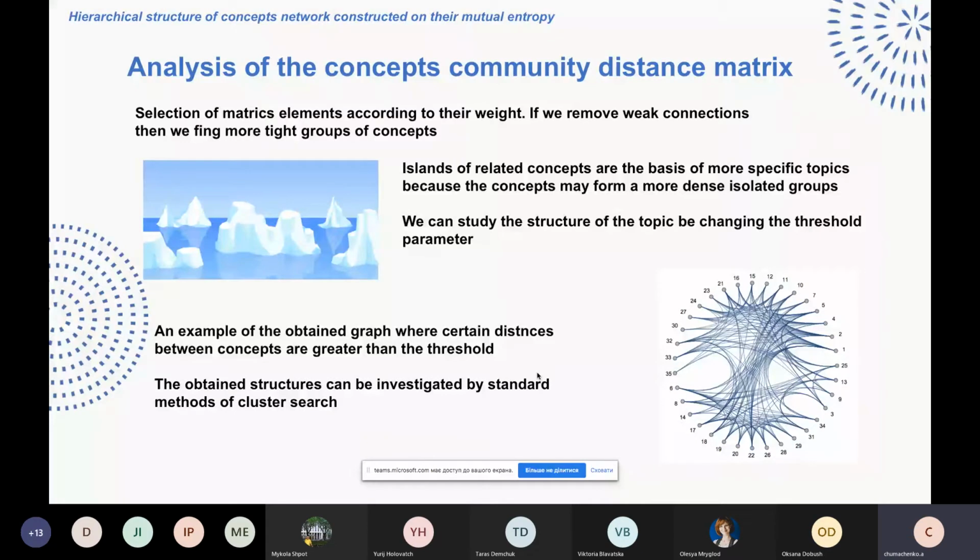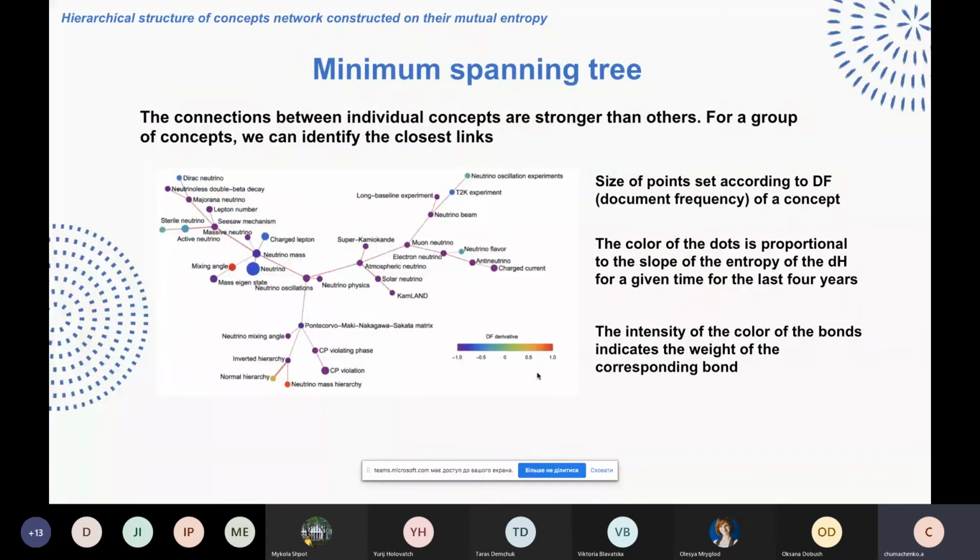I think it's an interesting point that one of the possibilities to map the internal structure of a group of concepts is the minimum spanning tree algorithm, which can be applied to this graph. And we can see, for example, the strongest connections between concepts. It's a kind of a tree, and we can see a group of closely related concepts here, and we can say that we can find some subtopics in this general topic that we detect.